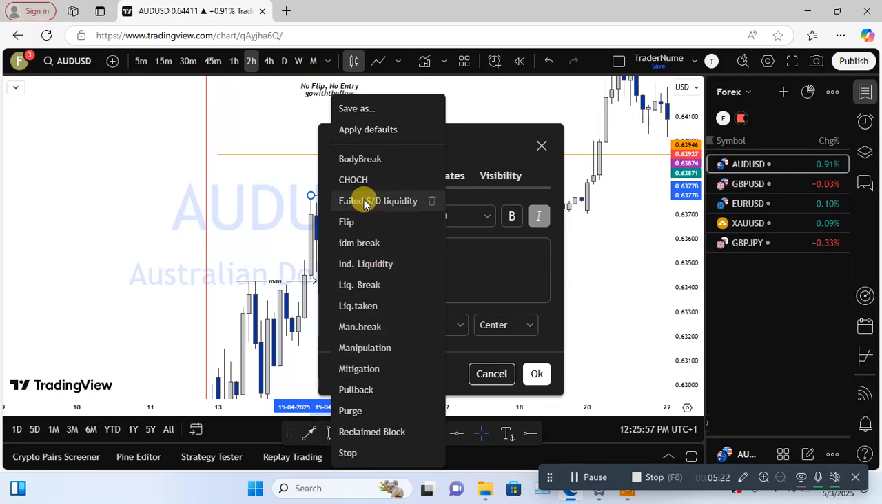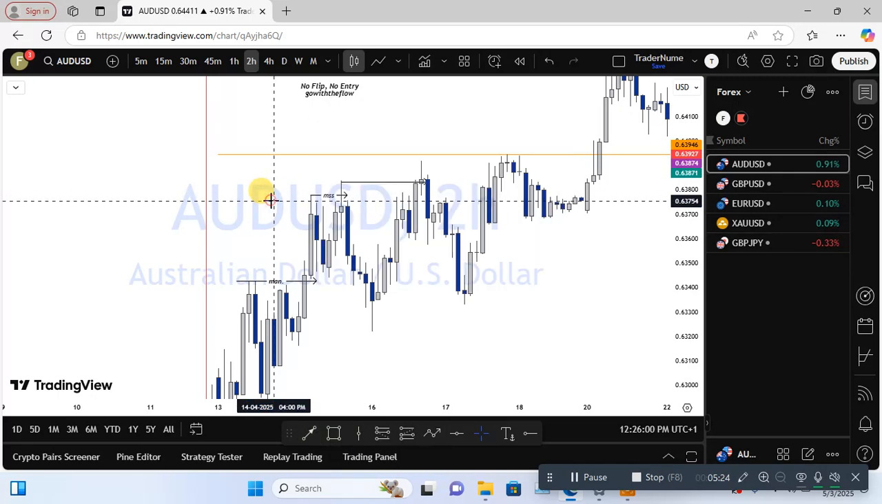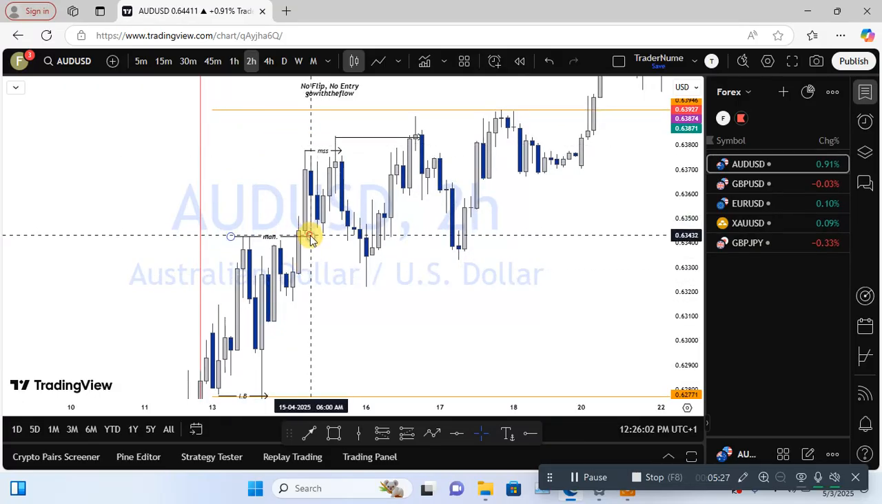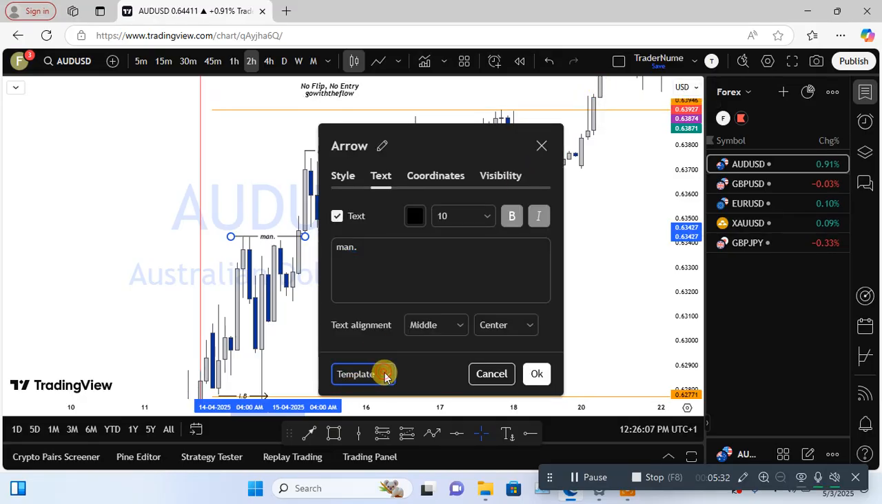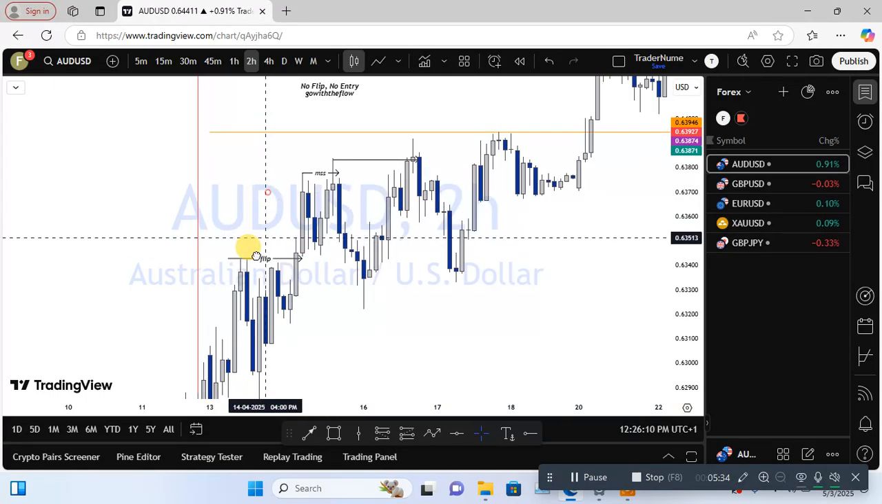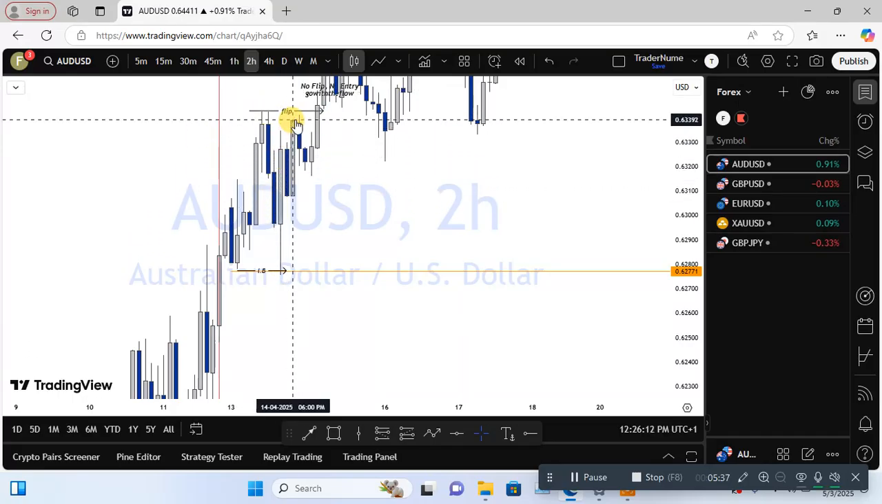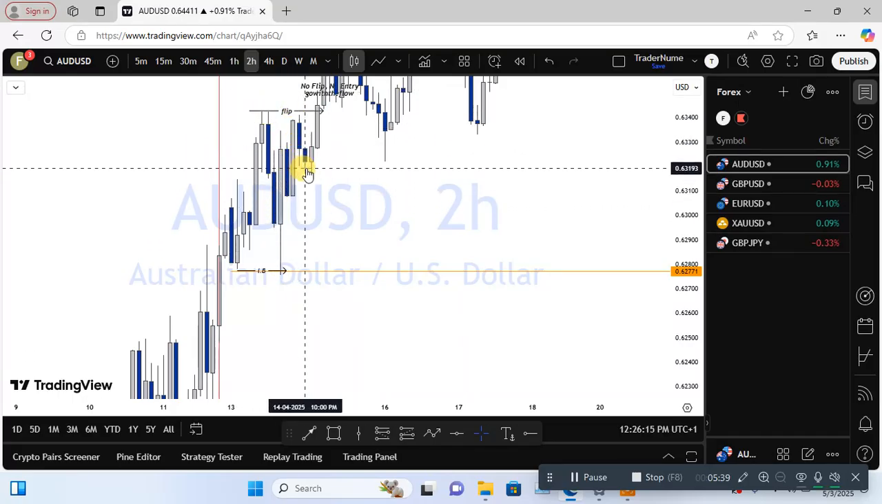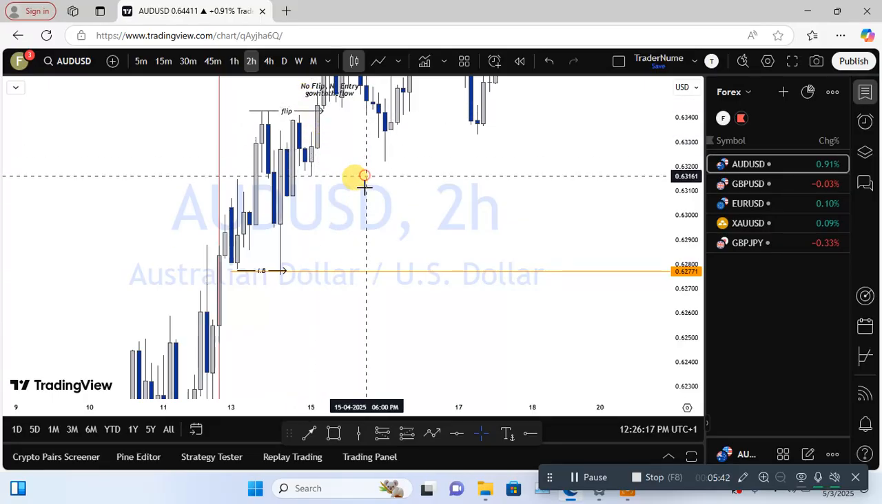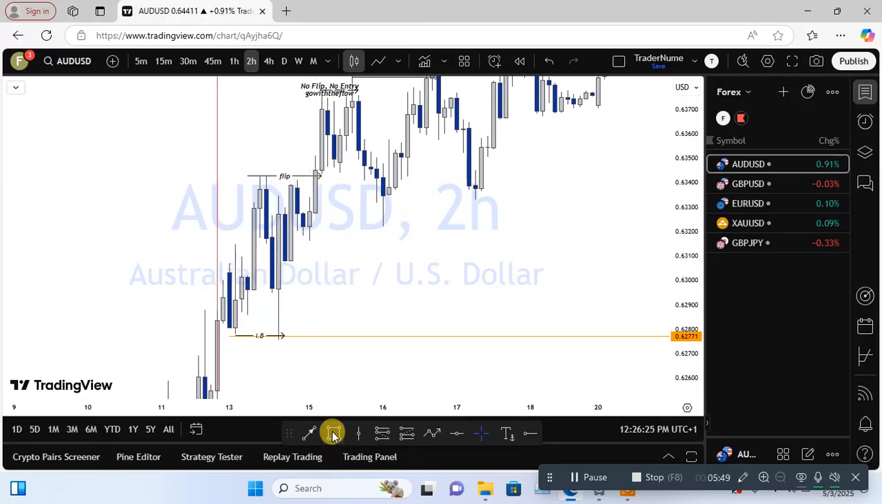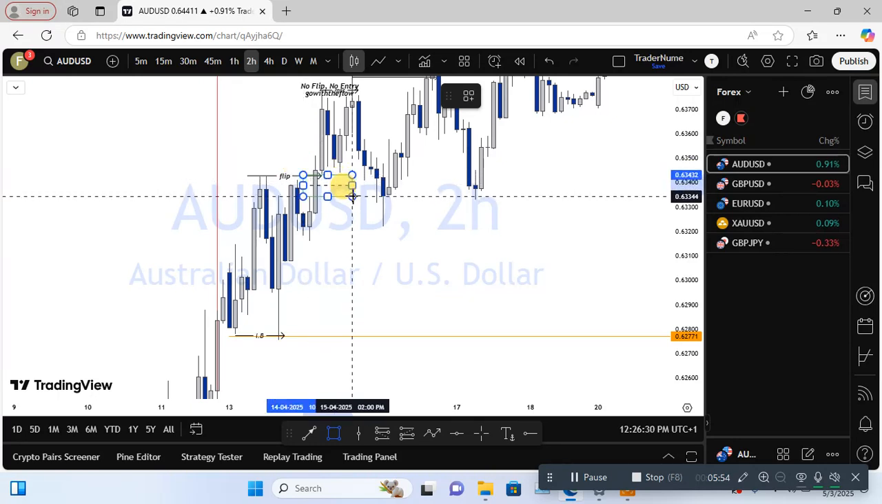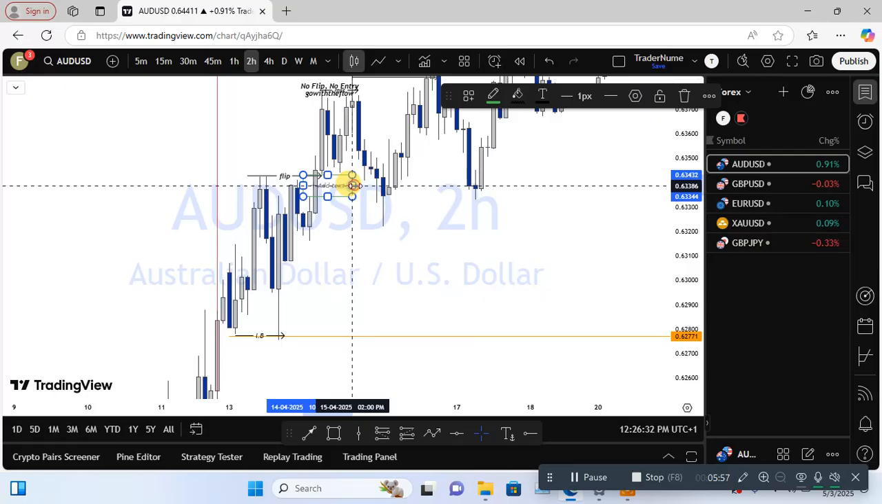I just call it our couch, right? So this is kind of a flip. Manipulation is also a flip. Why is it a flip? Because the market tried to break it the first time, couldn't, and came back down before it flipped it. So at that point where it flipped it, they call it a fair value gap.